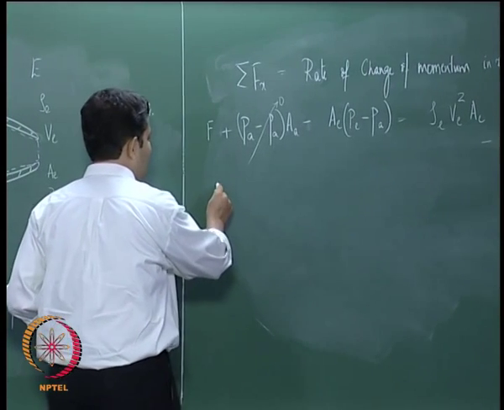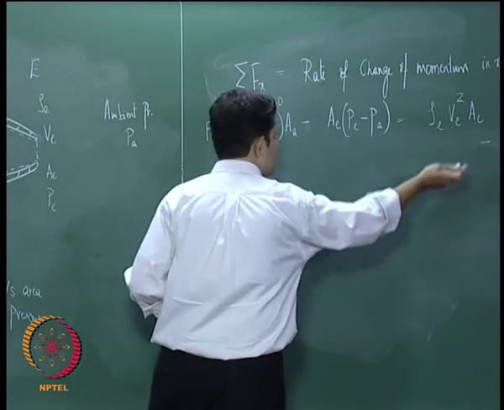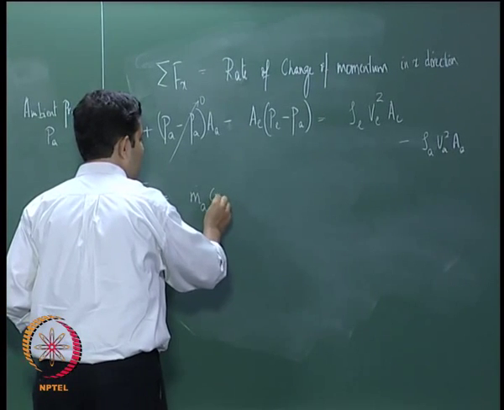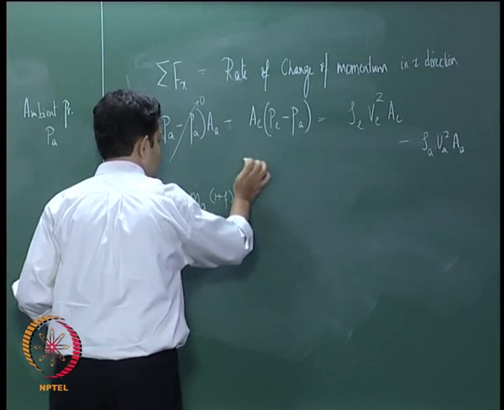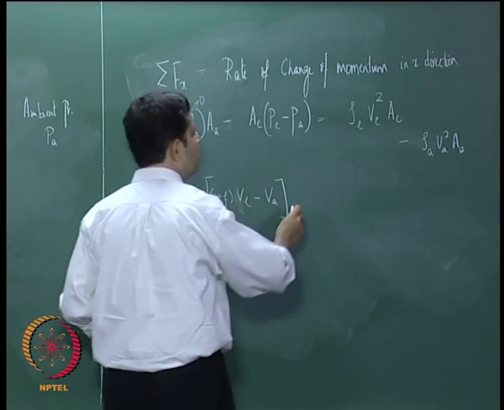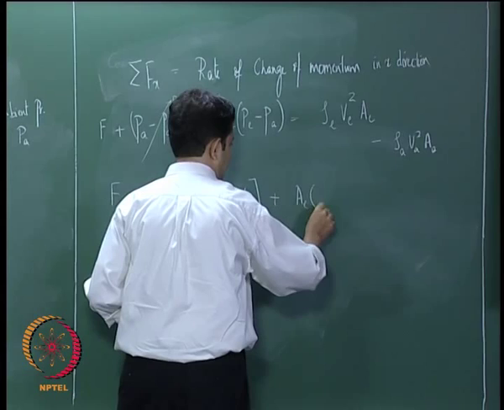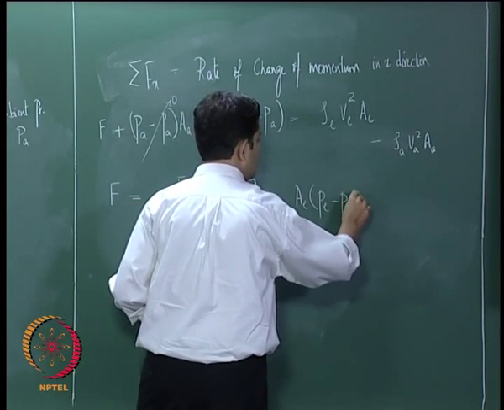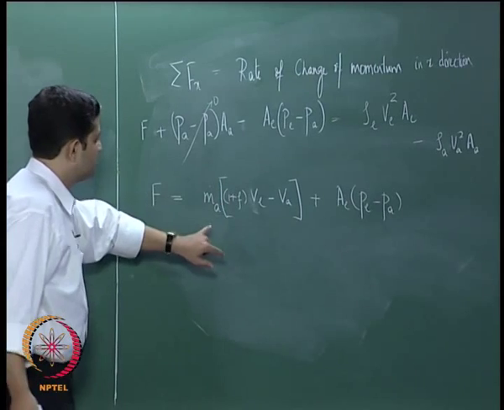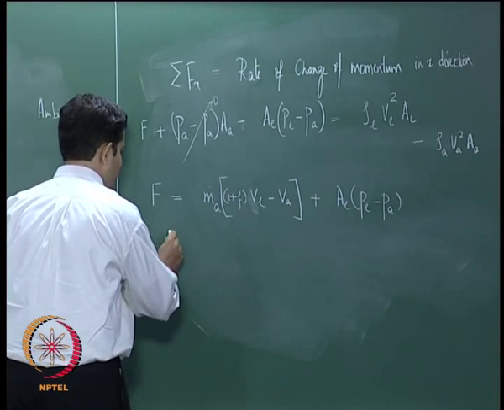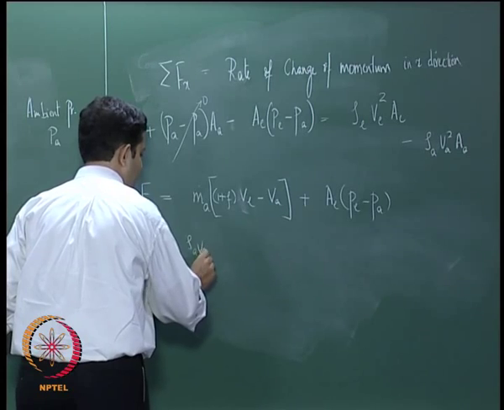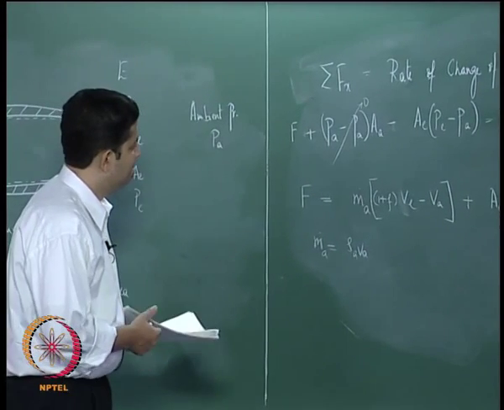So if we simplify further, we get F is equal to, I take this on the other side, M dot A into 1 plus F times V E minus V A plus A E into P E minus P A. I have taken this term to the right hand side, this goes to 0. Now M dot A is nothing but rho A V A A A, okay.